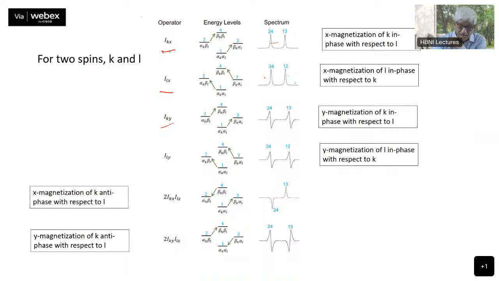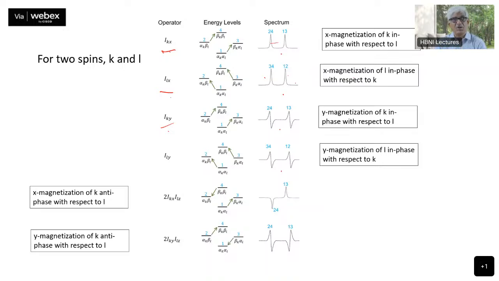Okay. And similarly, ILY represents the dispersive signals of the L spin. 1, 2, 3, 4, these are absorptive and these are dispersive. Y magnetization of L in phase with respect to K. This is how the spectrum will look. If I have a term called ILY in my density operator, I will get this sort of a spectrum. If I have a term called IKY, I will get this sort of a spectrum. And IKX, if I have, I will get this spectrum. If I have ILX, I get this spectrum.